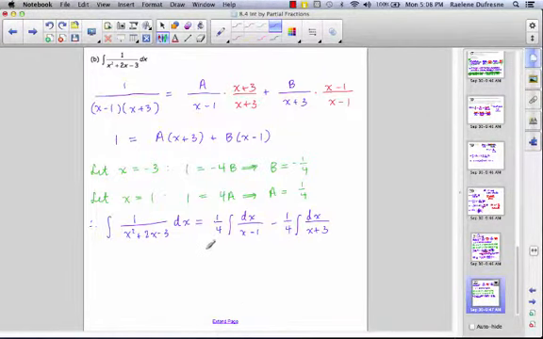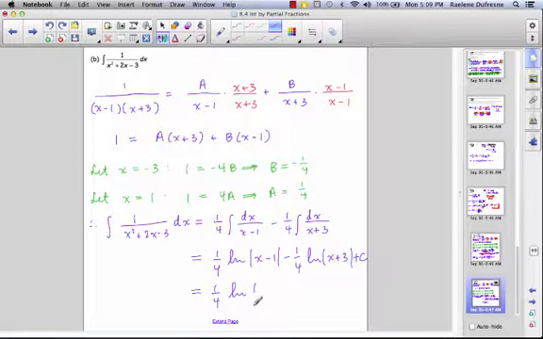And we get 1/4 ln of absolute value of x minus 1 minus 1/4 ln of absolute value of x plus 3, and then plus a constant. And we can rewrite this as 1/4 times the ln of absolute value of x minus 1 over x plus 3 by our logarithmic properties, and then plus C.